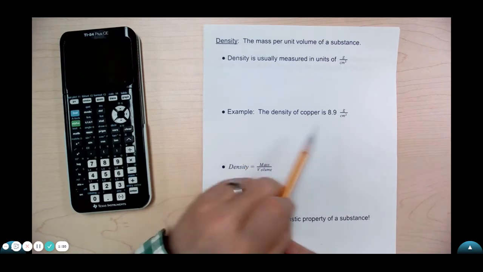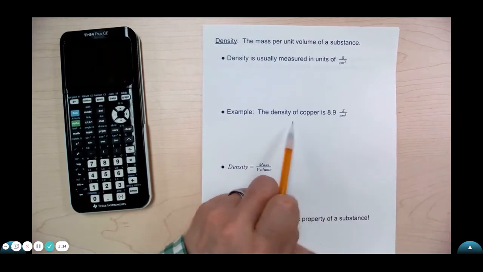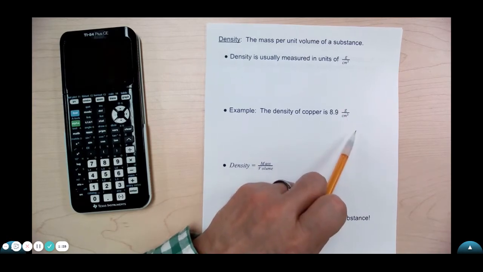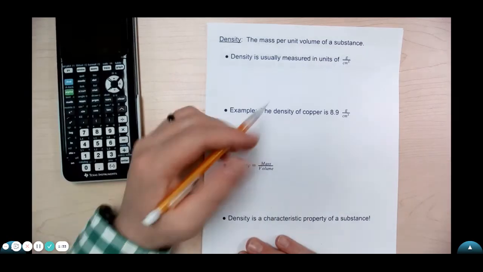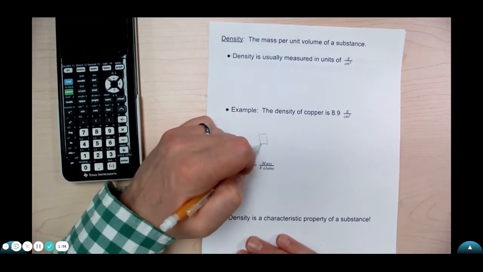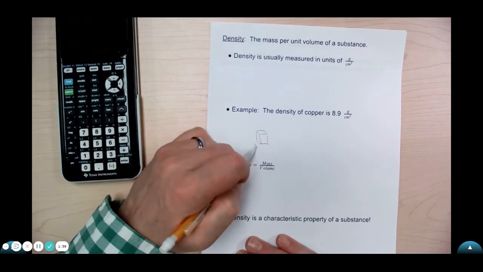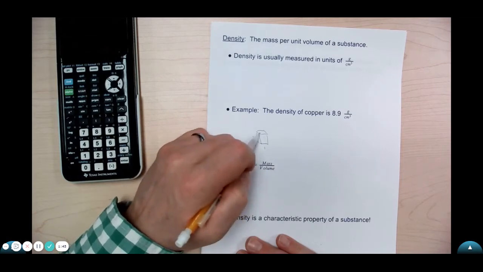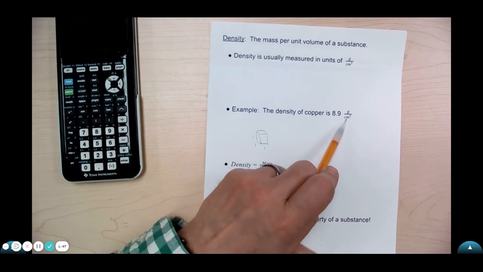Good example, this is straight out of the table that's in your textbook actually. Copper. Copper has 8.9 grams of material for every cubic centimeter of it. So that means if I had one little cubic centimeter of copper, a little cube that's 1 by 1 by 1 centimeter, that little cube would have a mass of 8.9 grams because it is 1 cubic centimeter of copper.